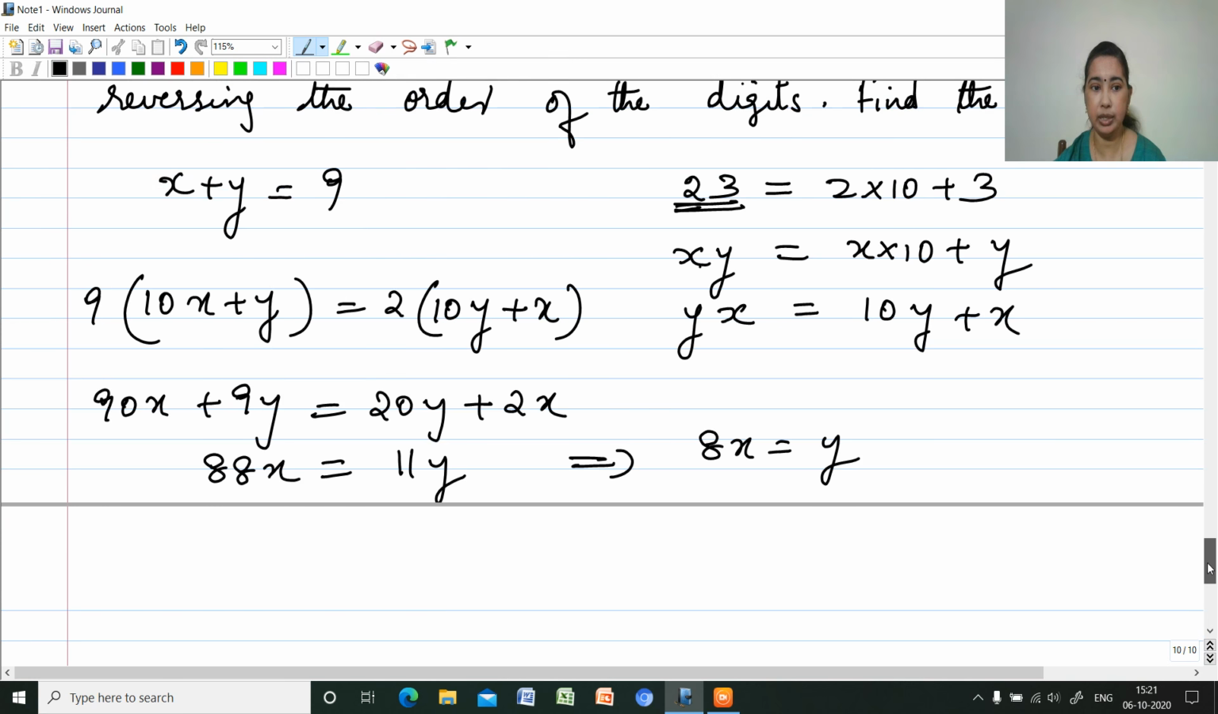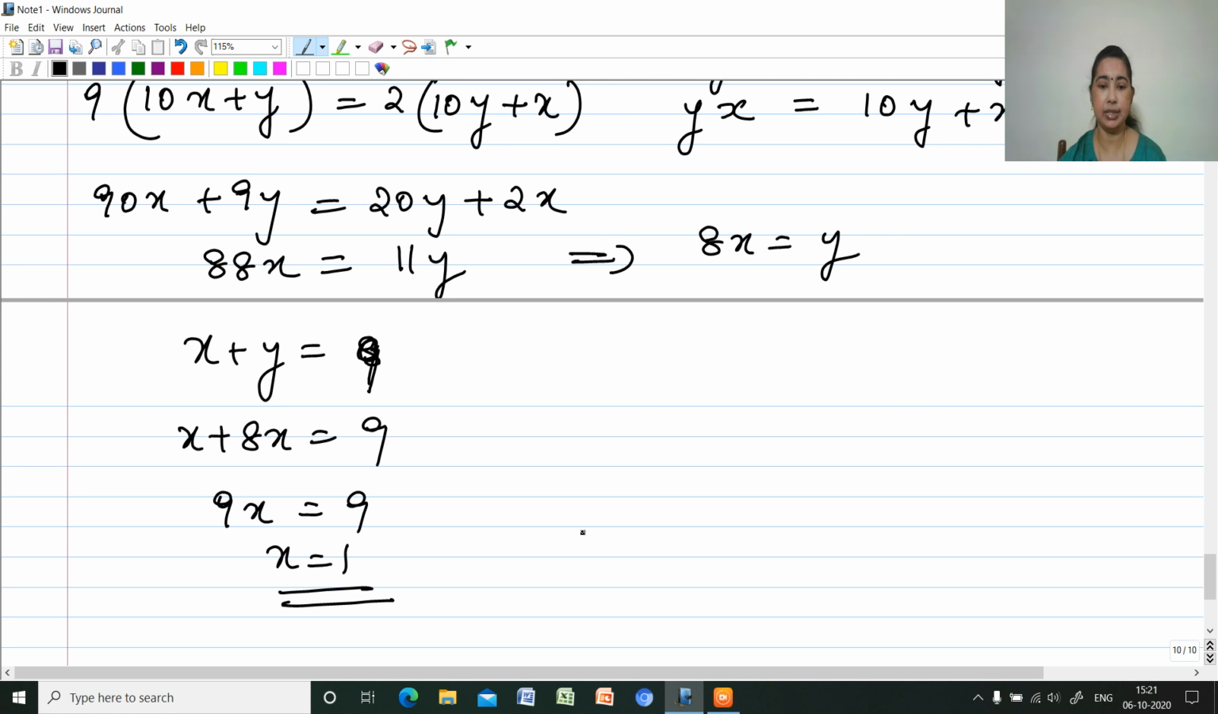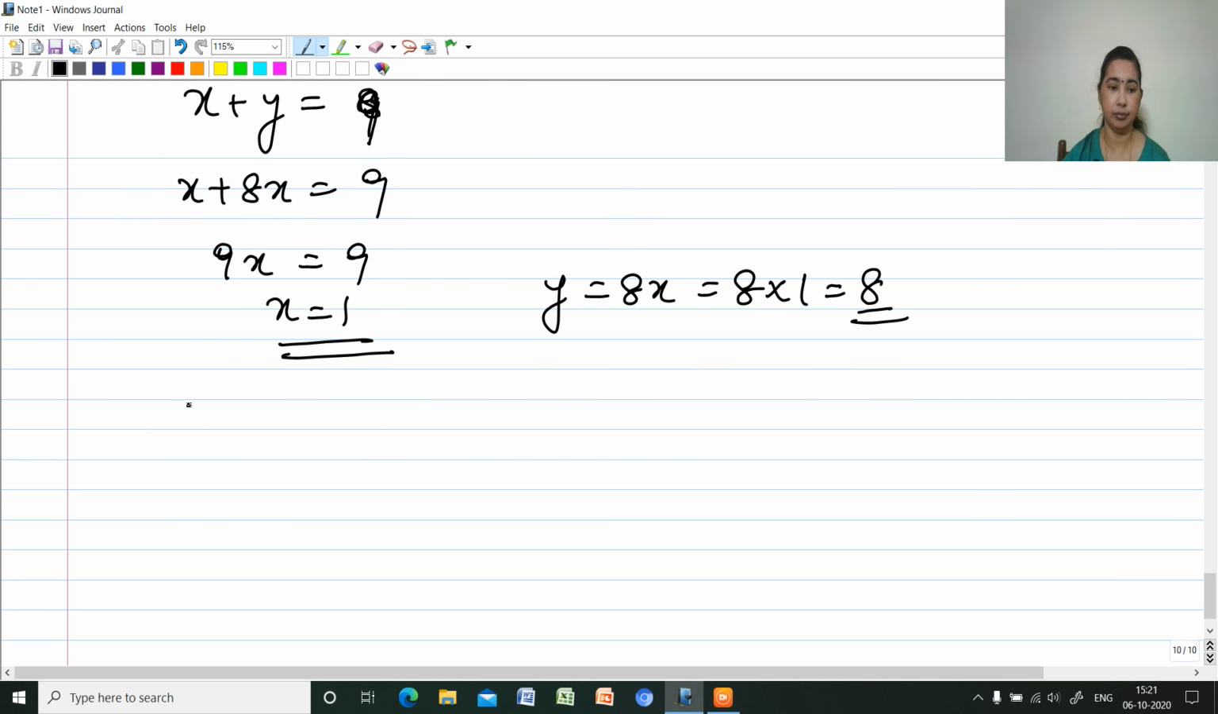So x plus y is equal to 9. Instead of y we can put 8x. So x plus 8x is equal to 9. That is 9x equal to 9, and we are getting x equal to 1. If x equal to 1, y is equal to 8x, that is 8 into 1, which is equal to 8. Therefore, the 2-digit number is 18.